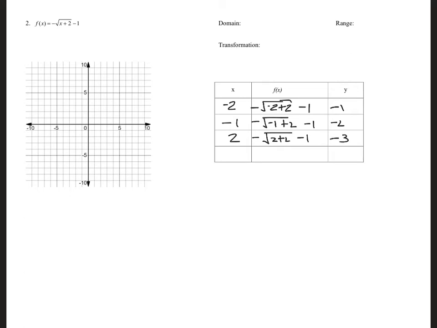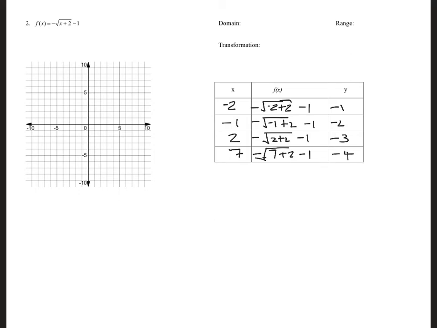And then the next one, we're going to plug in 7. Because when we plug in 7, we're going to get 7 plus 2 minus 1. So square root of 9 minus 1. And so 3 minus 1. So we get negative 4.